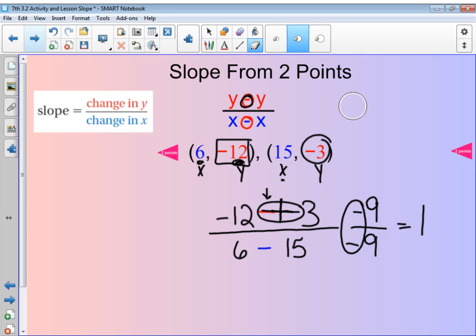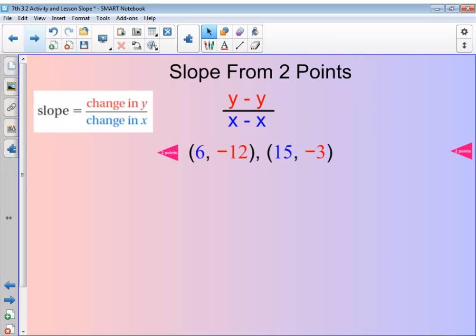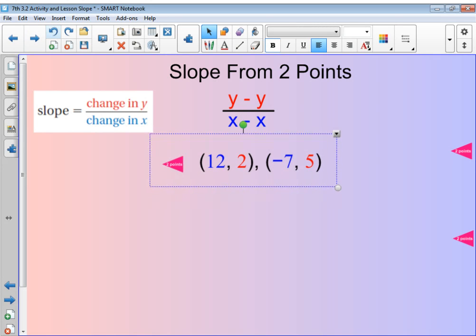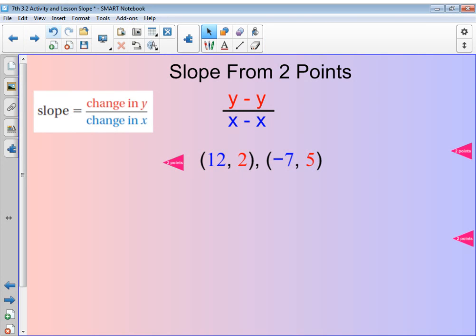Okay, so let's go ahead and try another set. Okay, so here's our next set. Okay, so our change in y's. It doesn't matter which one you start with. This time I'll start with the back one, just to prove to you it doesn't matter which one.